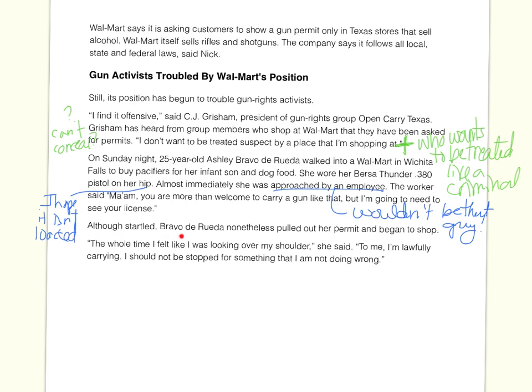Although startled, Bravo D. Rodriguez nonetheless pulled out her permit and began to shop. The whole time I felt like I was looking over my shoulder. She said, "To me, I'm lawfully carrying. I should not be stopped for something that I'm not doing wrong."